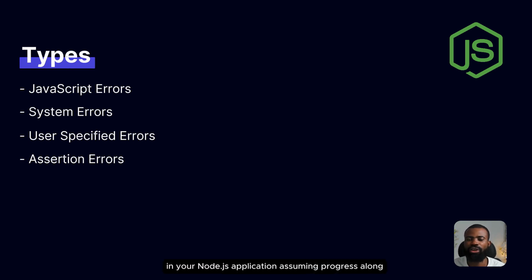So for example, in your Node.js application, as we progress, we are going to learn how to write unit tests and also how to write integration tests. Sometimes you might decide to assert that a particular condition is going to be true or false. Any of those that happens, you might want to throw an error, or an error will be thrown indicating that the assertion failed or did not fail.